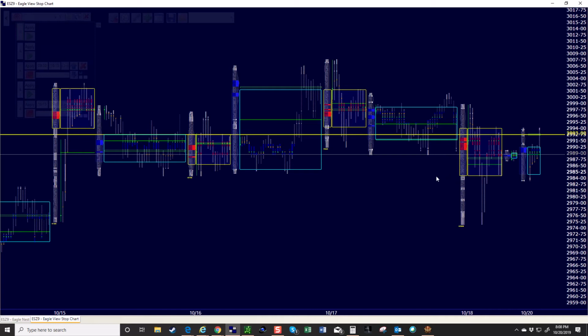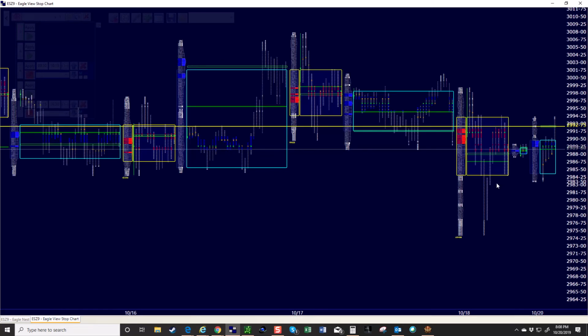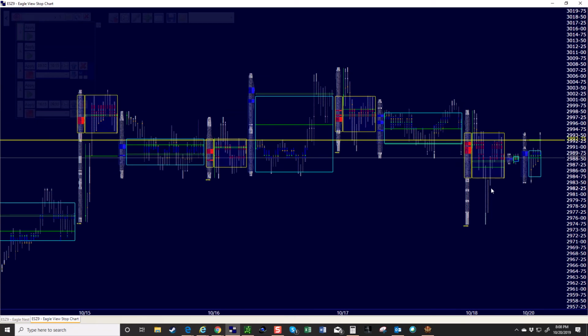So once all the sellers dried up, buyers re-entered and brought the market back higher. However, they did one thing, and they left some prints in the snow.